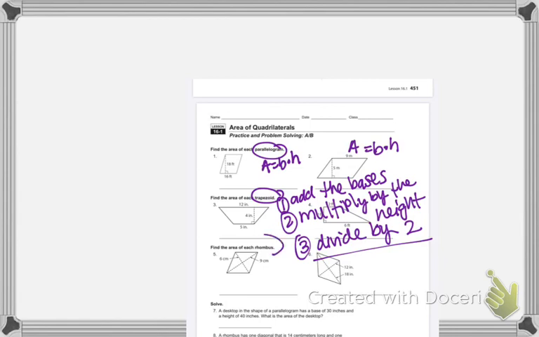In the next video, I'm going to show you how to find the area of a rhombus. Okay.